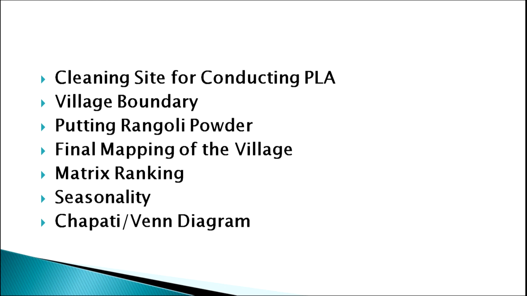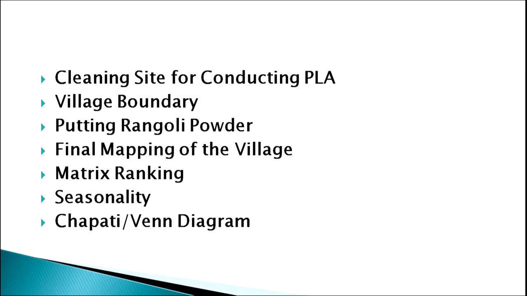Once mapping of the village is done, matrix ranking is conducted. And after matrix ranking comes the next step, that is understanding seasonality in the village, because understanding seasonality is directly linked with the school calendar. So, therefore, for a teacher, for village education committee members, for community members, it becomes important to understand seasonality also. Another step we talk about in PLA is chapati, or we call it Venn diagram. When we say chapati, it looks like the shape of a chapati, which I am going to show you in the coming slides.